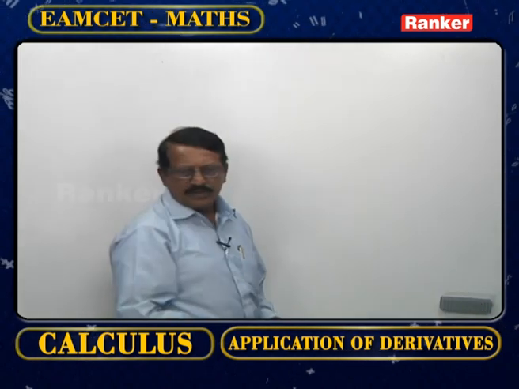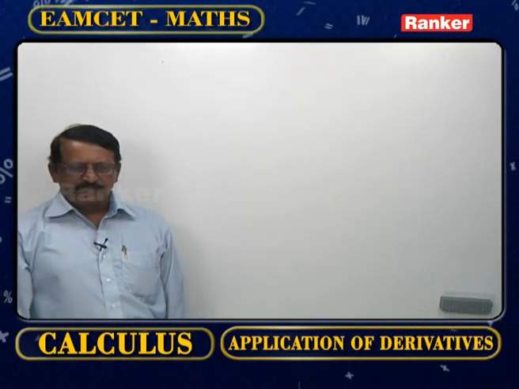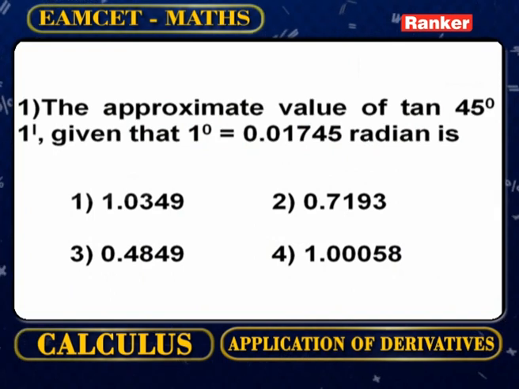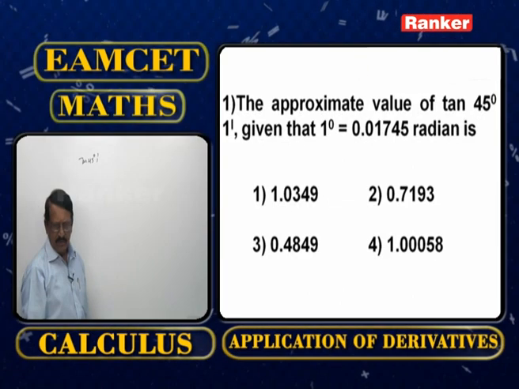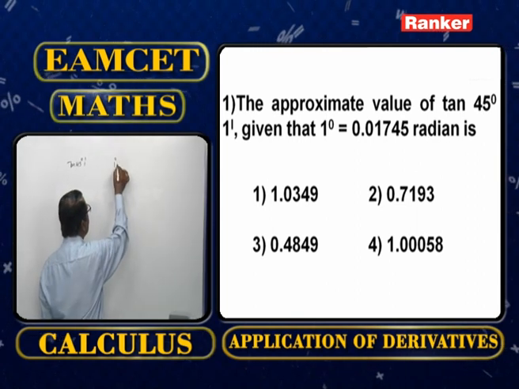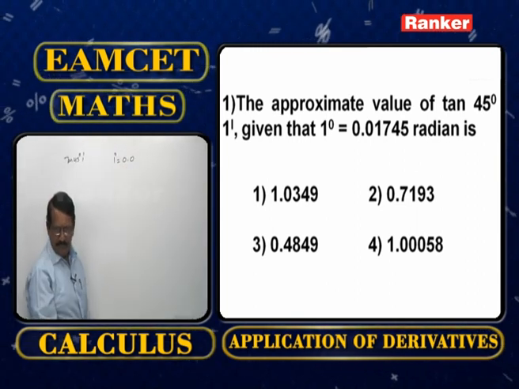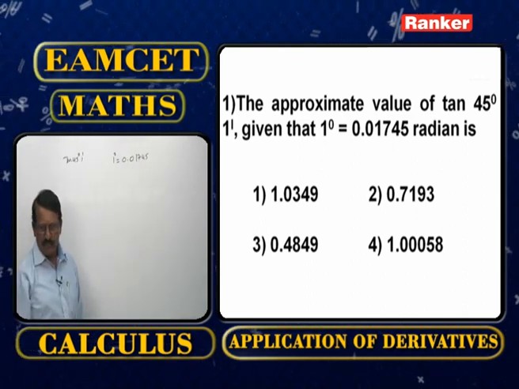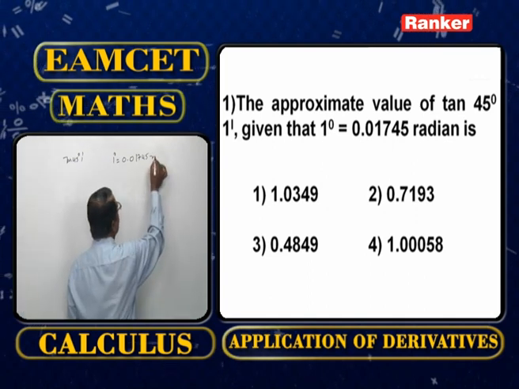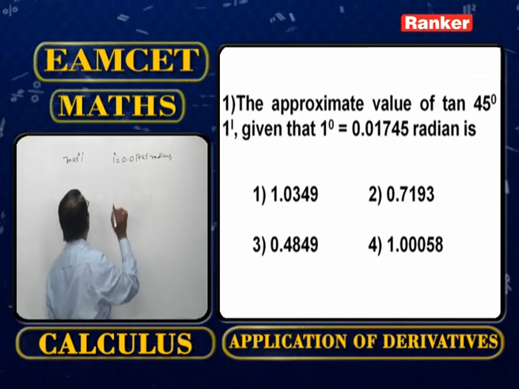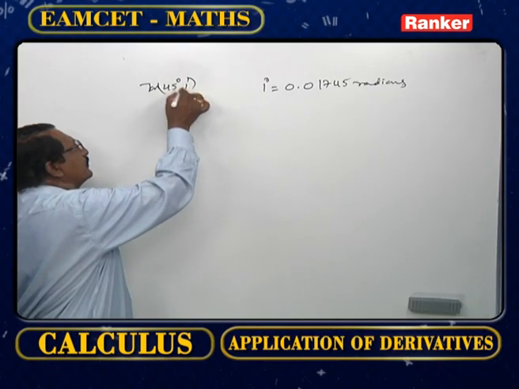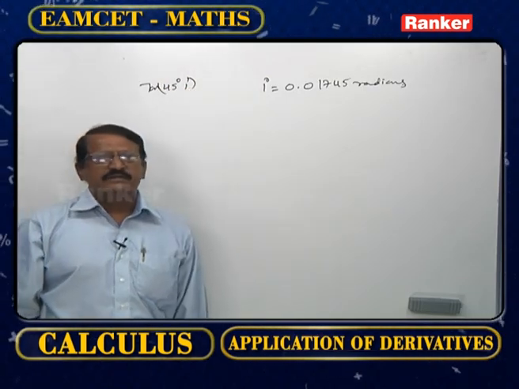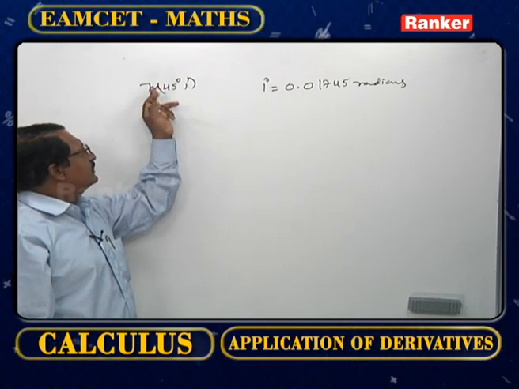Now we discuss some problems on the chapter. First problem: the approximate value of tan 45 degrees 1 minute, given that 1 degree equals 0.01745 radians. We require the value of tan 45 degrees 1 minute.